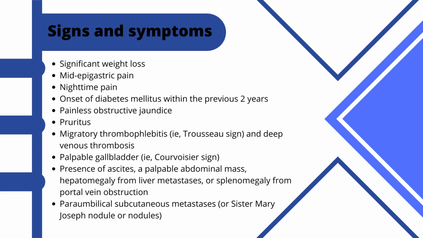Painless obstructive jaundice, pruritus, which refers to itching, migratory thrombophlebitis, which is the Trousseau sign, and deep venous thrombosis. Then there may be a palpable gallbladder, which is the Courvoisier's sign. Then presence of ascites, a palpable abdominal mass. Hepatomegaly, that is from liver metastasis, or splenomegaly due to portal vein obstruction. Then paraumbilical subcutaneous metastasis, which we also refer to as Sister Mary Joseph nodule.